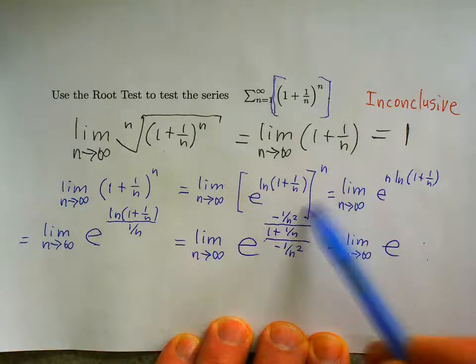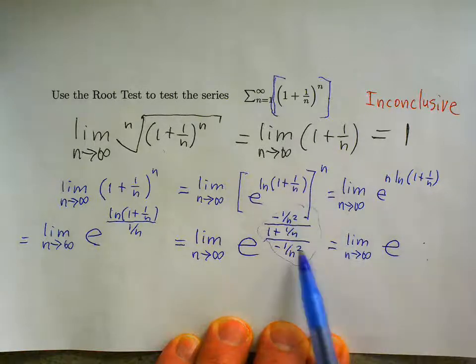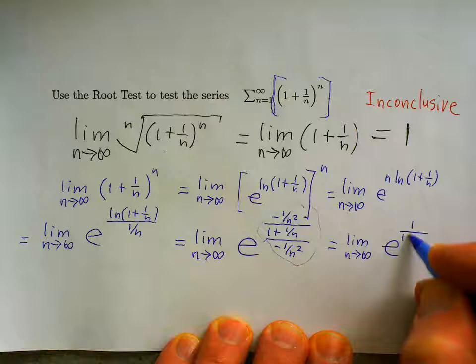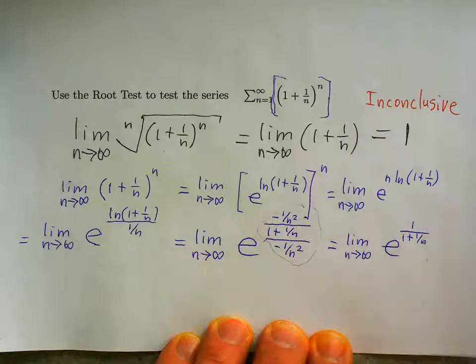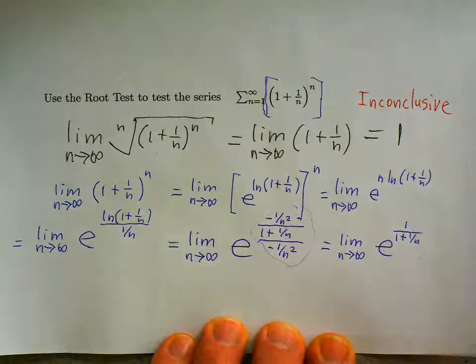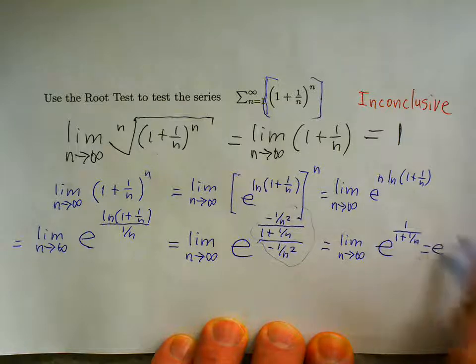Okay, so this is the exponent, and when we simplify this, it becomes 1 over 1 plus 1 over n. And the limit of this is 1, so we get e to the first.